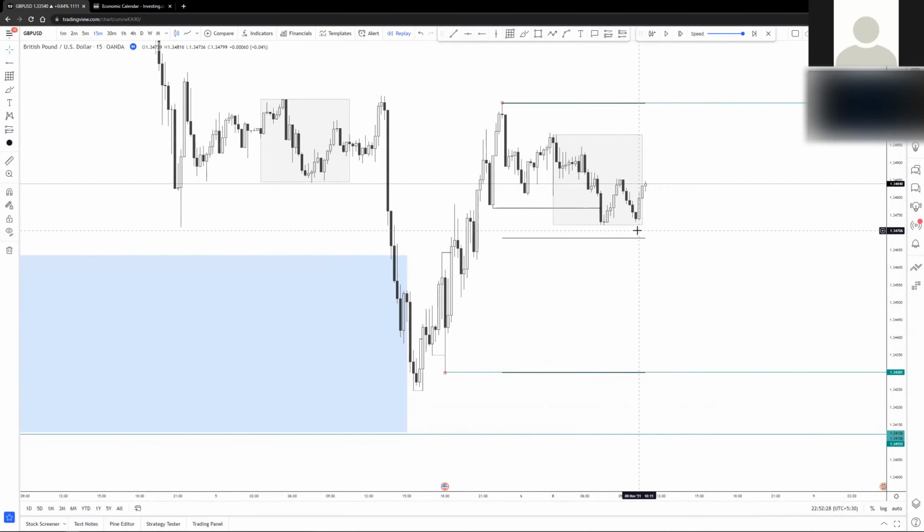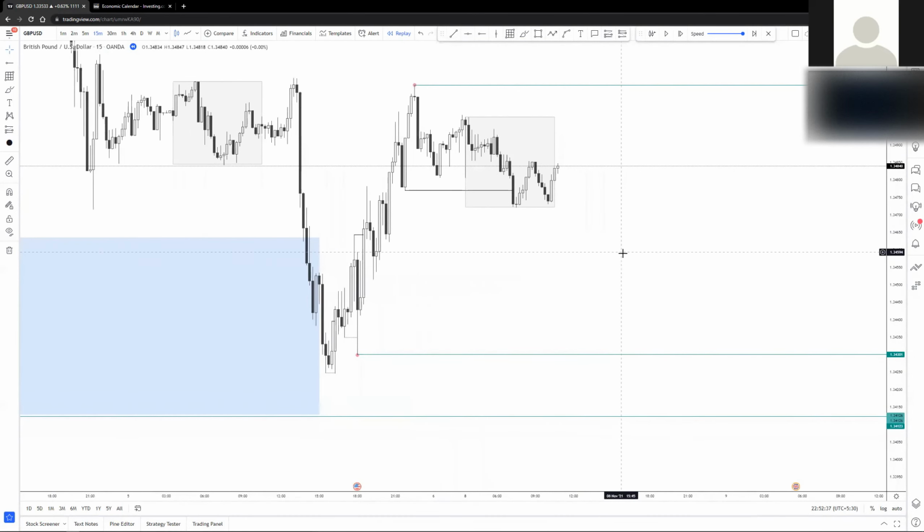So I told you, if you know Asian lows are going to get taken out, you always have a chance of hedging. I told you that, right? You can always hedge. Now you can look for sells. But before that, let's see.